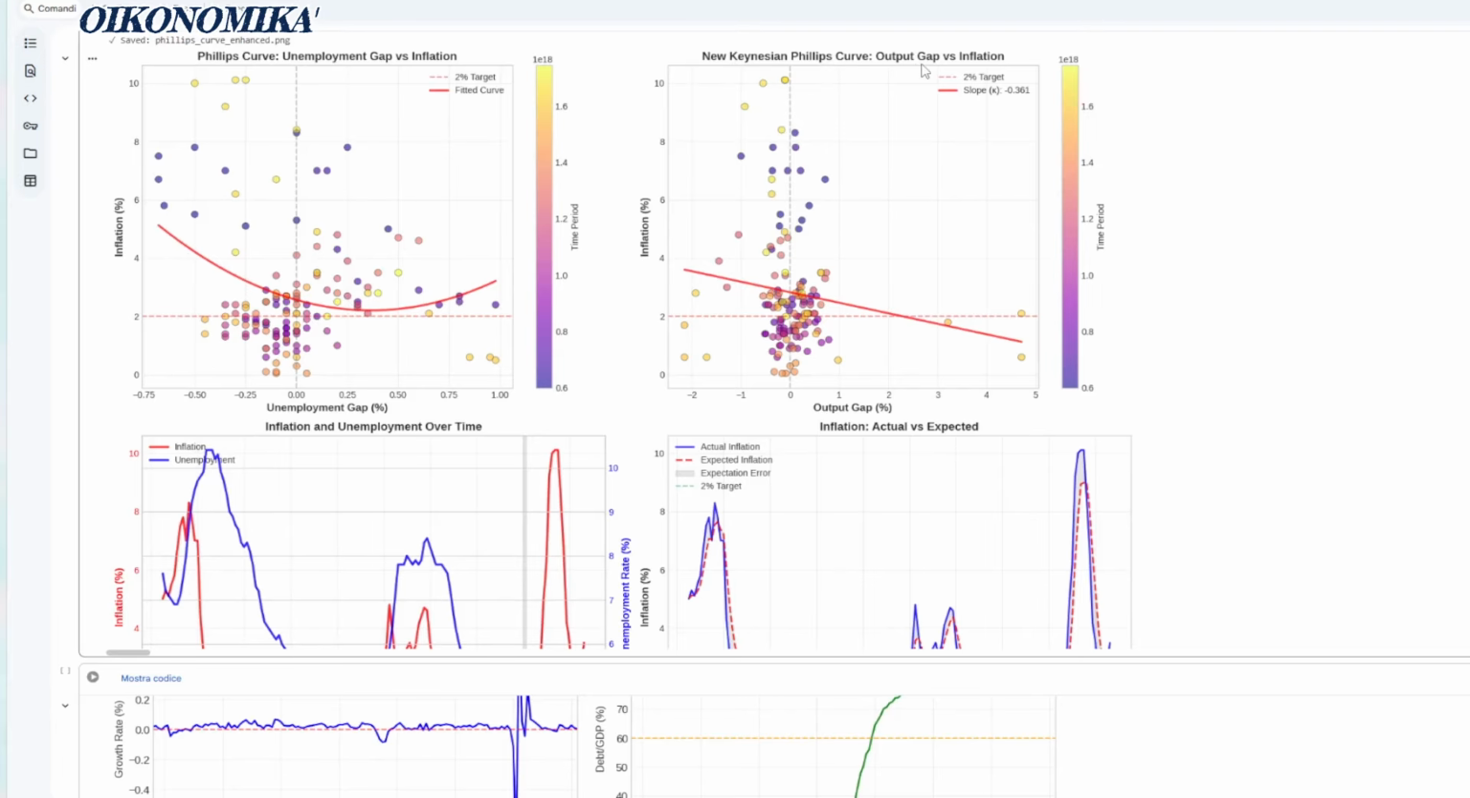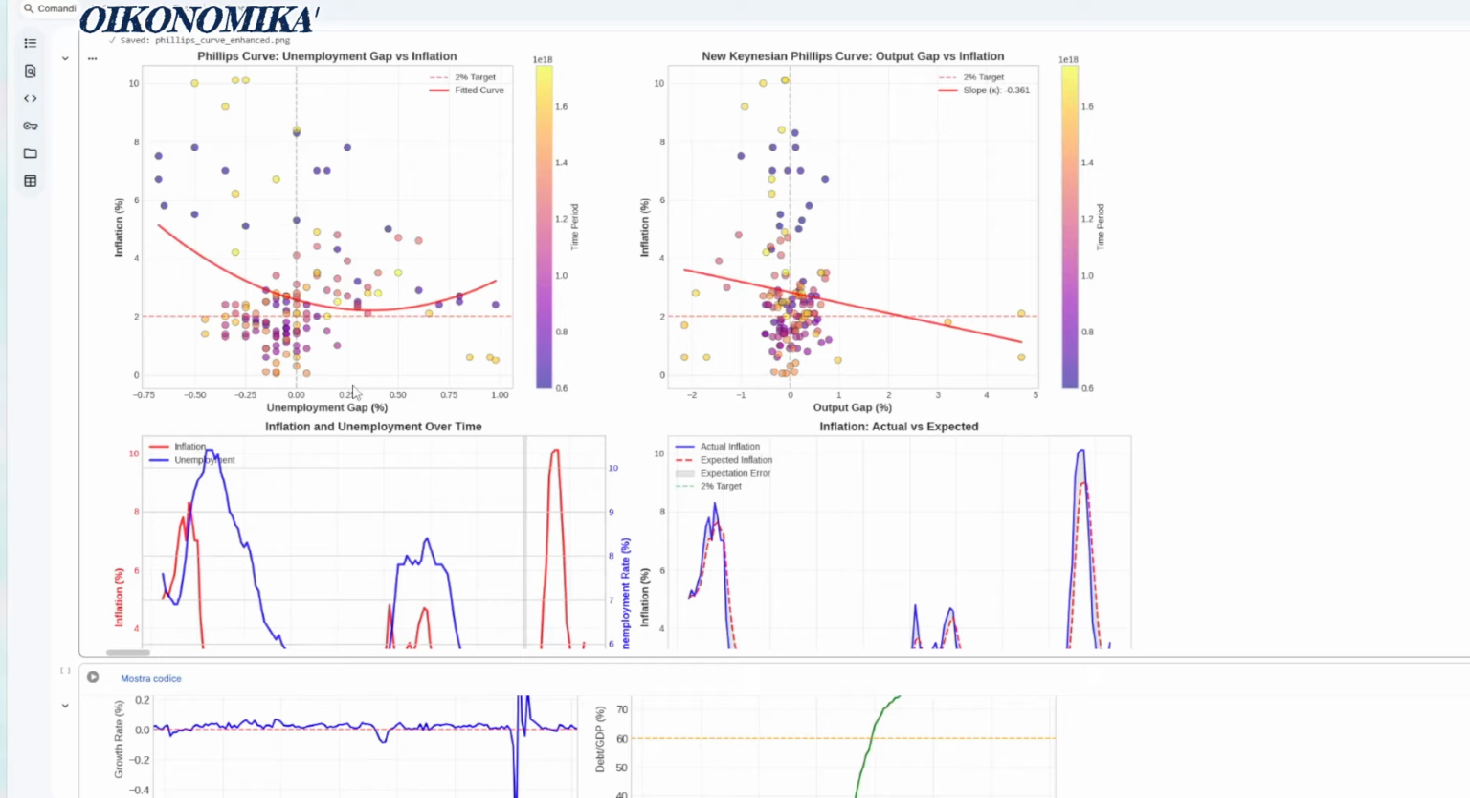Here we have the New Keynesian Phillips curve. We have a slope which is minus 0.36. And paradoxically, what it tells us is that the output gap, even if it's negative, brings with it higher inflation. Okay, here it's the output gap, here it's the unemployment gap.